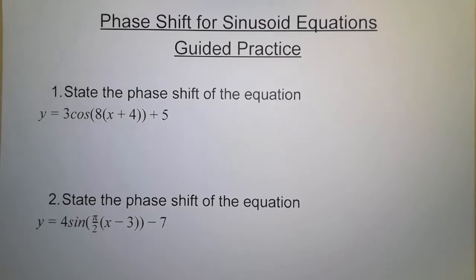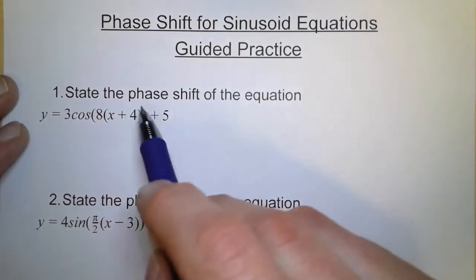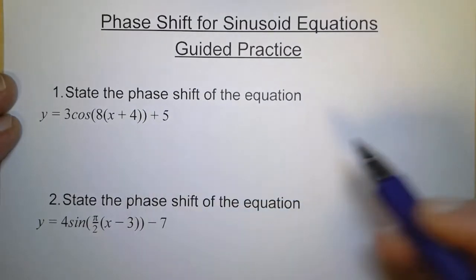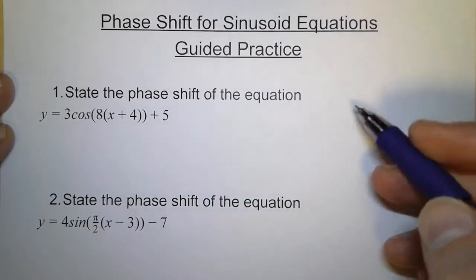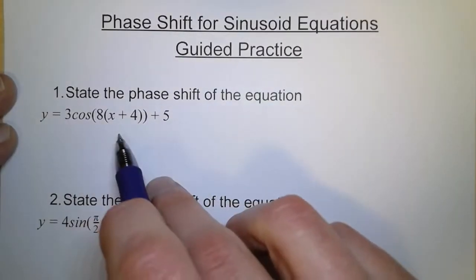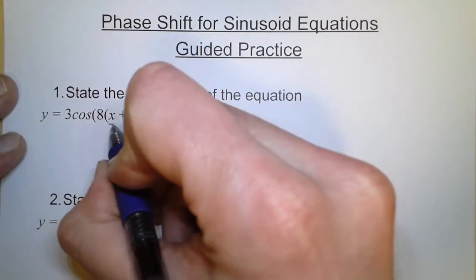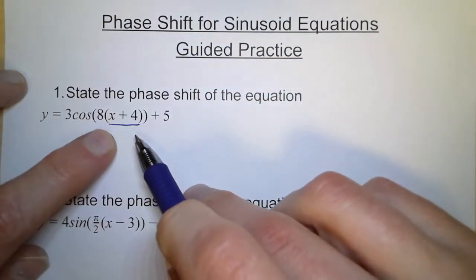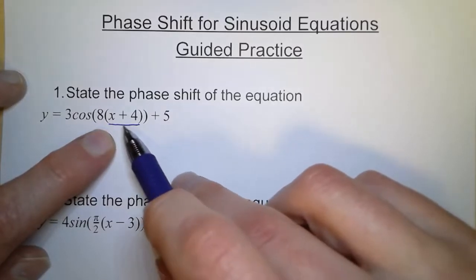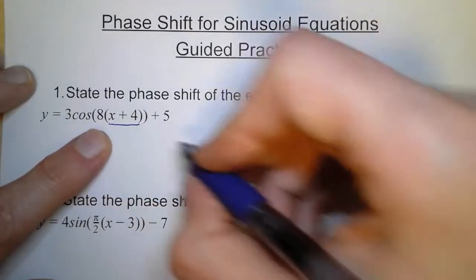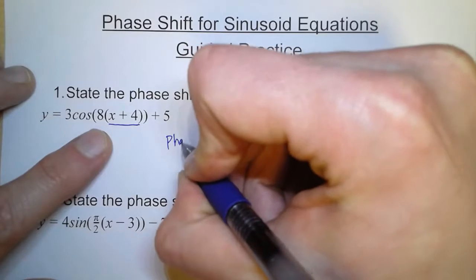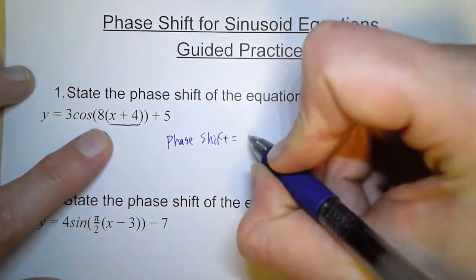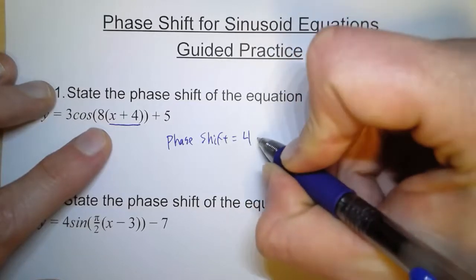So let's get started. Now the phase shift is really just the idea of a horizontal translation, that is left or right. And so what we're looking for is we're looking inside the function. And particularly we're looking at this part right here. And we're asking what is being added or subtracted from x. And so in this case we are adding 4. And so the phase shift, this means that we're going to move 4 to the left.